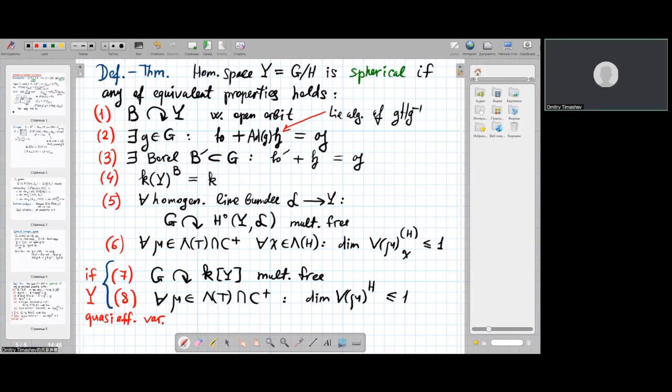Well, I think that we can continue after this 10 minutes break. Now we have not that much time left for the proof of the theorem that all these conditions are equivalent, but I hope to manage at least some of the equivalences. Let's turn to the proof.